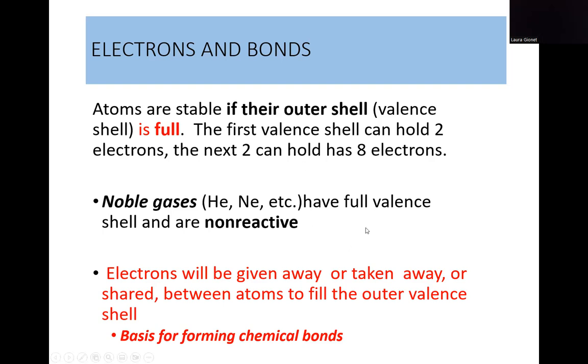The noble gases, when you look at a table of elements, are the vertical column to the far right-hand side, and all those are noble gases, helium, neon, and they are non-reactive. So electrons will be given away, or taken away, or shared, between atoms to fill their outer valence shell. This is the basis for forming chemical bonds, and they will all do it. They will not just exist like that with just one electron in their outer valence shell. It's going to find someone to give it away to and to react with.